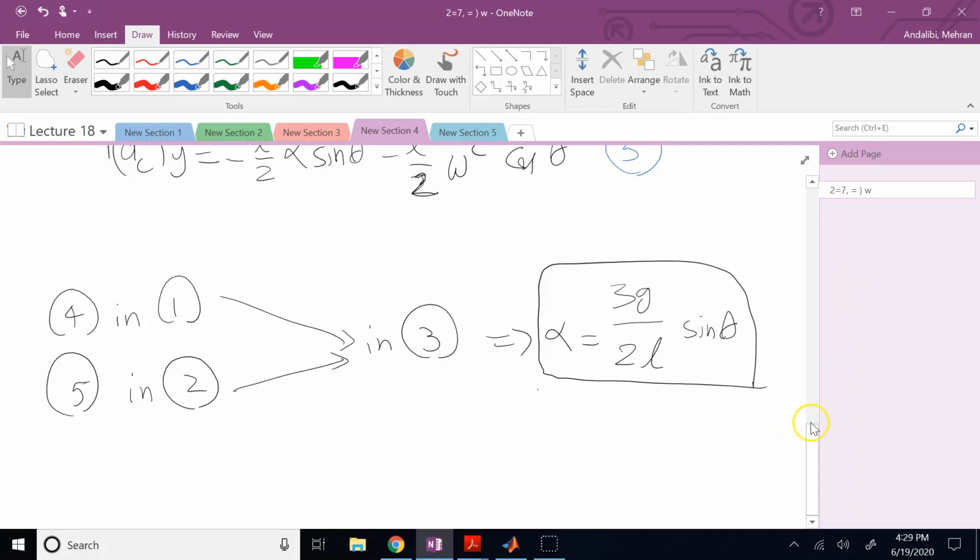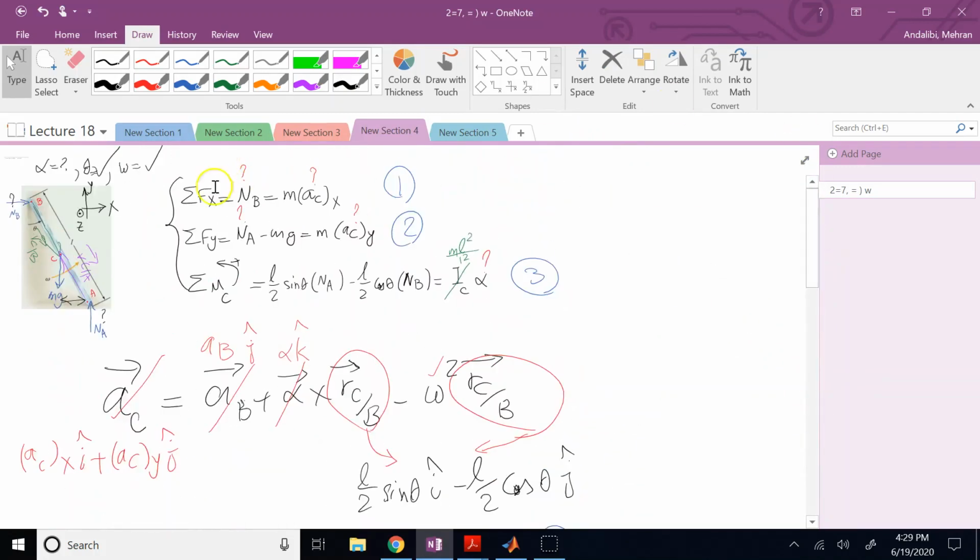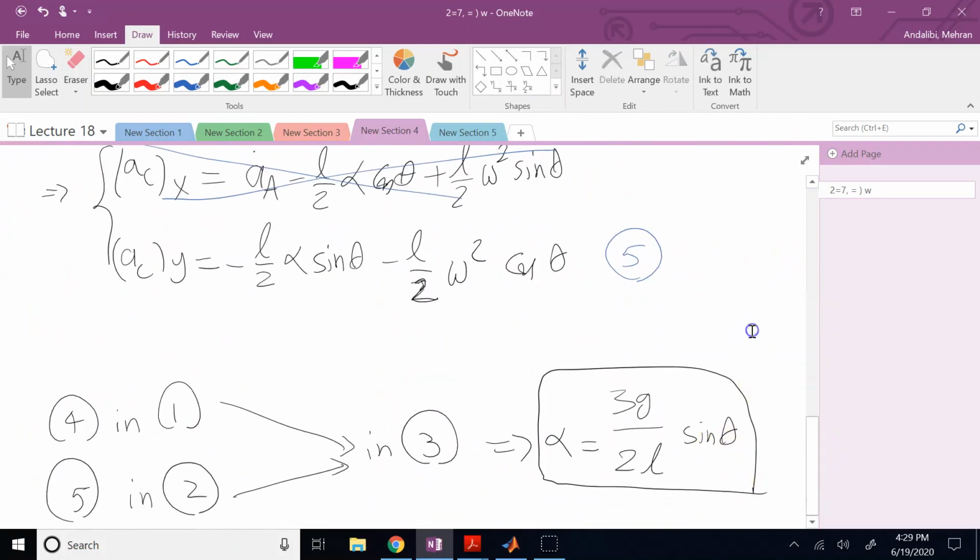So clearly you see alpha at the moment is not even constant. It depends on the sine of the angle. And so as the bar slides down and theta increases, sine of the angle increases, and so alpha is increasing. So this is not even a constant alpha. This is a variable alpha.